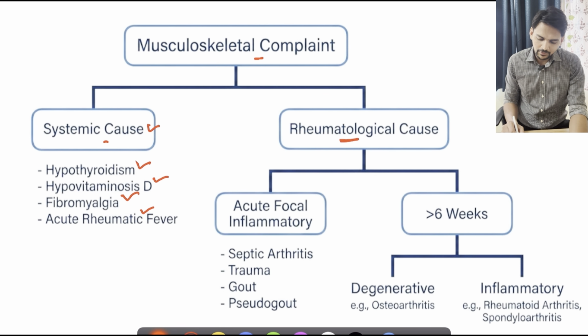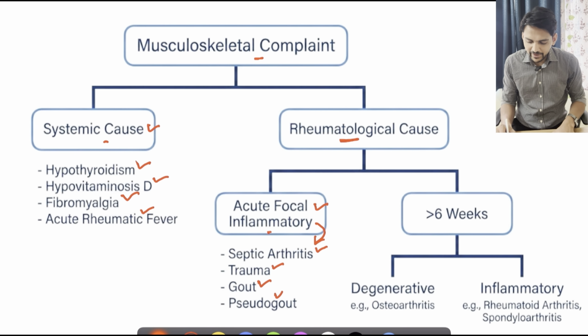Again, among rheumatological causes, decide whether it is acute focal inflammatory arthritis, because for this particular presentation there are other reasons, like septic arthritis, which majority of the times involves a single joint, or trauma, or some crystal-induced arthropathies like gout or pseudogout. So all these will fit into acute focal inflammatory arthritis.